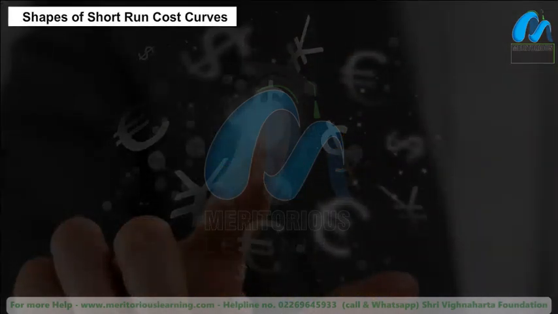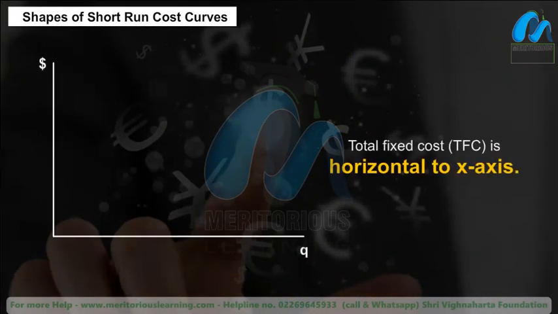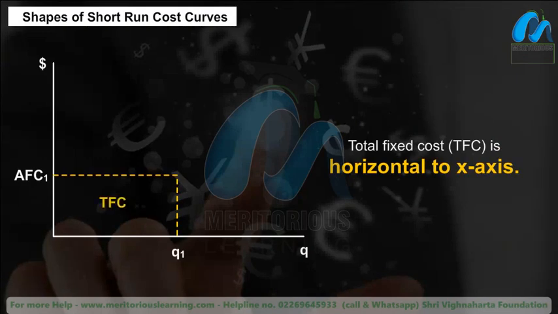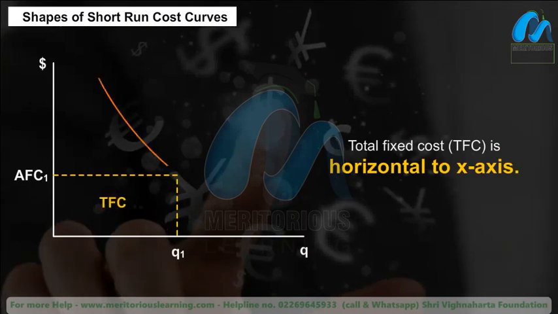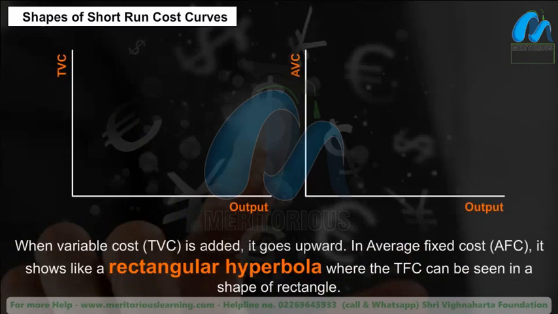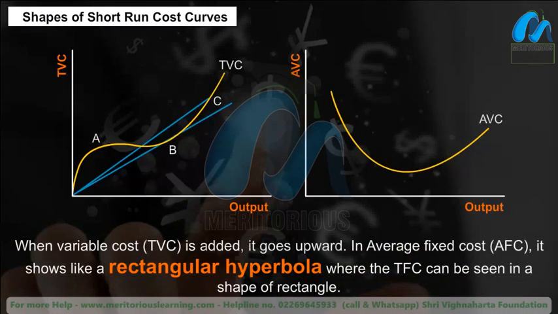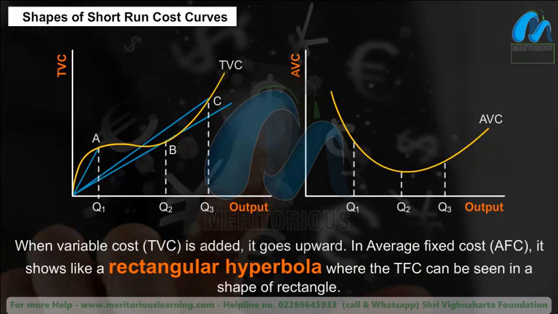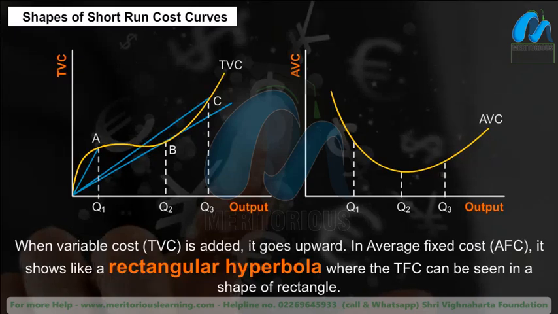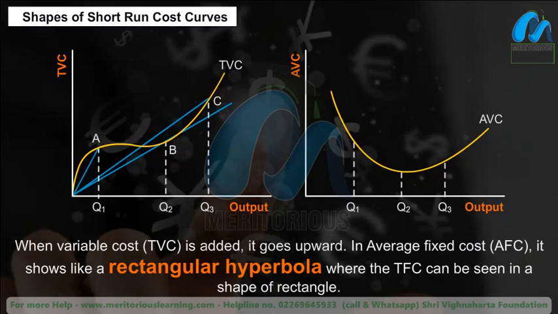Shapes of short-run cost curves. Total fixed cost, TFC, is horizontal to the x-axis. When variable cost, TVC, is added, it goes upward. Average fixed cost, AFC, is shown like a rectangular hyperbola, where the TFC can be seen in the shape of a rectangle.